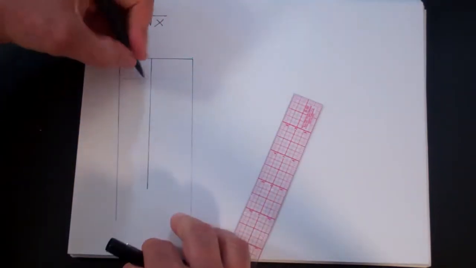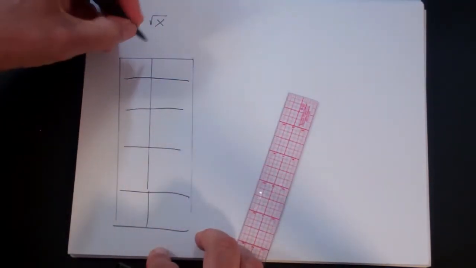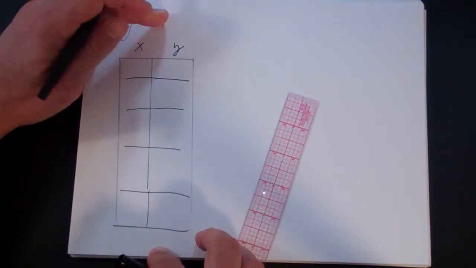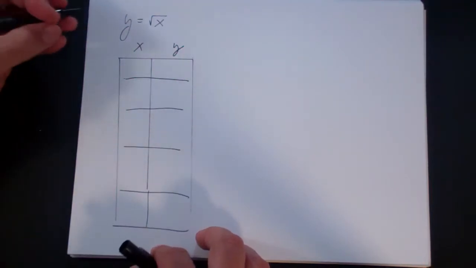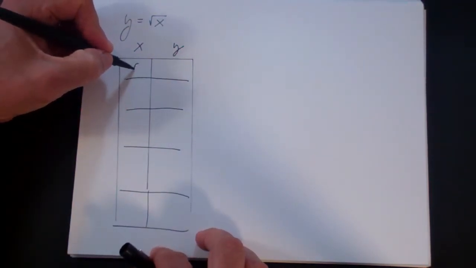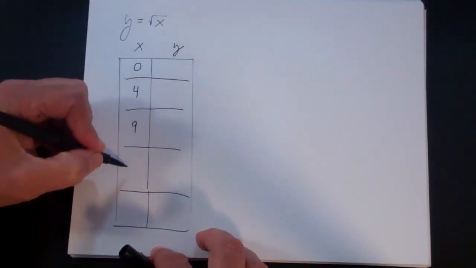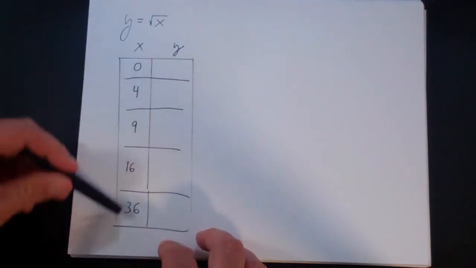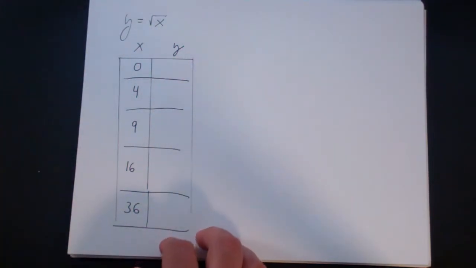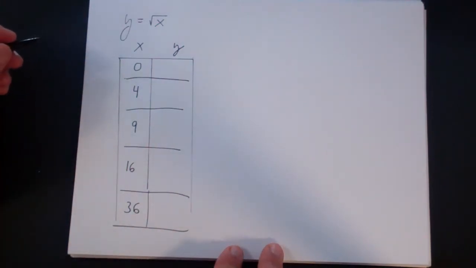So if we look here, make an xy table, x and y. If x is negative, the square root of a negative number doesn't exist. So we're just going to use positive numbers. So let's use 0, let's use 4, 9, 16, 36. Now I've chosen these numbers so that there won't be decimals. If there were decimals, that would be fine. It'd just be a little bit harder to graph.